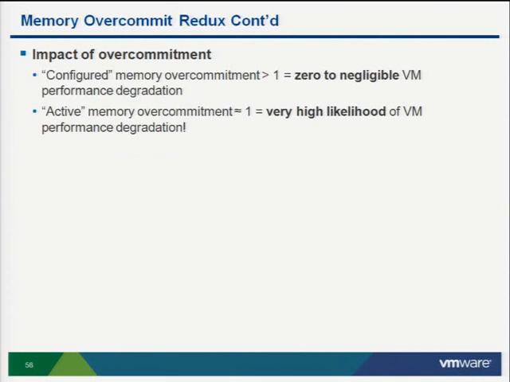Now, what's the impact of each of these? Well, here's the thing. For configured memory overcommitment, I would argue there is zero to negligible VM performance degradation. While with active memory overcommitment, if you hit that situation, there's a very, very high likelihood of potentially serious VM performance degradation. So why is this?